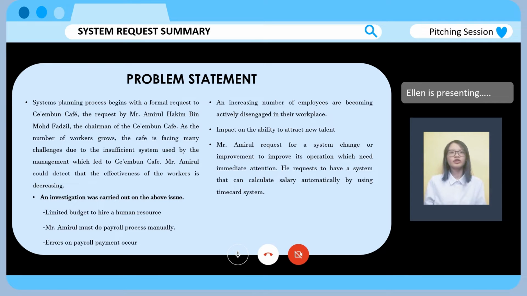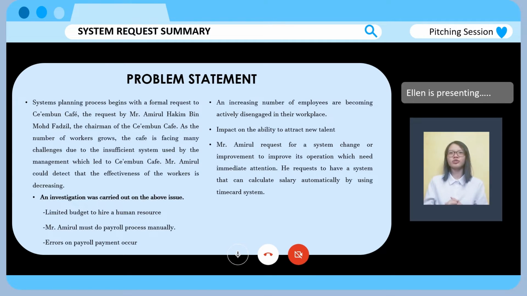The system planning process begins with a formal request to Chang Cafe. A system request can also come from a top manager, a planning team, a department head, or the IT department itself. As for Chang Cafe, the system request was made by Mr. Amirul Hakim bin Muhammad Faizi, the chairman of the cafe. As the number of workers grows, the cafe is facing many challenges due to the insufficient system used by the management. Mr. Amirul could detect that the effectiveness of the workers is decreasing.